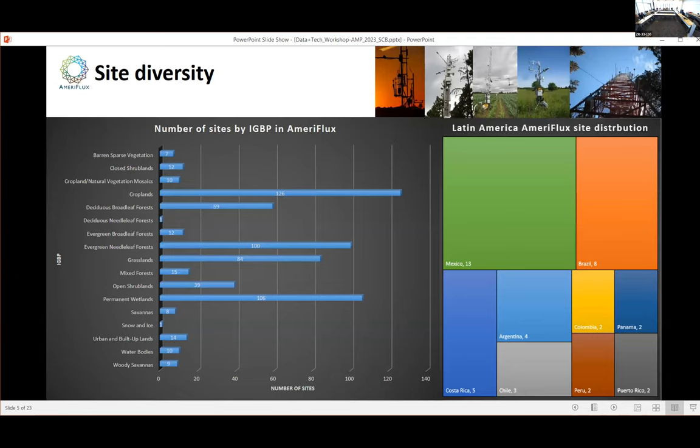We have a lot of ecosystems covered. A lot of the sites are still based in the US and Canada, but we're trying to grow beyond these two countries. We are working actively to partner with other teams in Latin America. So far, this is what we have in terms of teams within the network. We obviously still have a lot more work to be done.